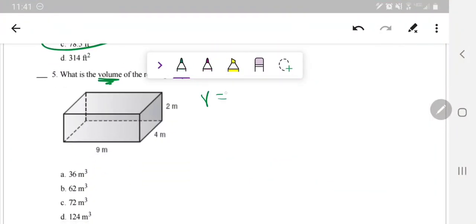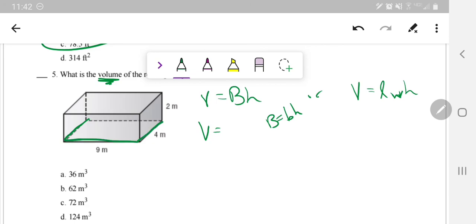Okay, so we can do volume equals capital BH, or for rectangular prisms only, we can use this LWH. When it's a triangular prism, you can't use LWH. You have to use something a little different because the base is different. All right, so big B in this case is a rectangle. So we use different formulas for different shaped bases. Here's my base here that I'm looking at. That's going to be 9 times 4, so that's going to be 36. So big B is 36, and the height is this 2 here. It's going to be 2, so that's going to be 72.